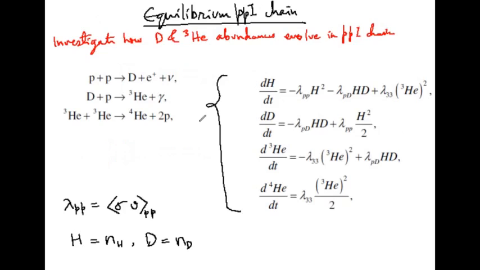So basically, in this particular equation, this H is the number density of hydrogen. Similarly, this D is the number density of deuteron, right? And so what is lambda pp? Lambda pp is basically the average of sigma into V for pp. What is lambda dp? Lambda dp is again the average of sigma V for the pD case. Okay, so this is what we have already discussed in the class.